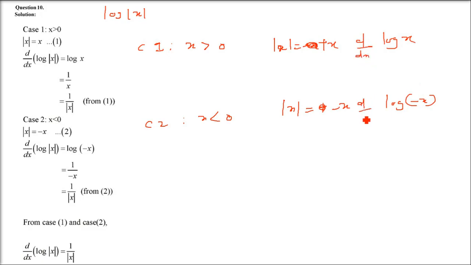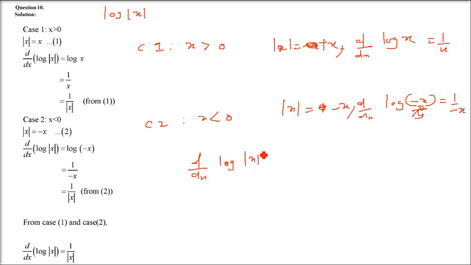Log x is 1 by x, and log minus x is 1 by minus x. d by dx of log x is 1 by x. And d by dx of log negative x is, if you assume minus x to be y, it will be 1 by y, and then you have to do the differentiation of minus x also. Please remember, you have to do minus x also. So what you see here, that 1 by x and 1 by minus x, what does it mean? We just did minus 1 by minus x.